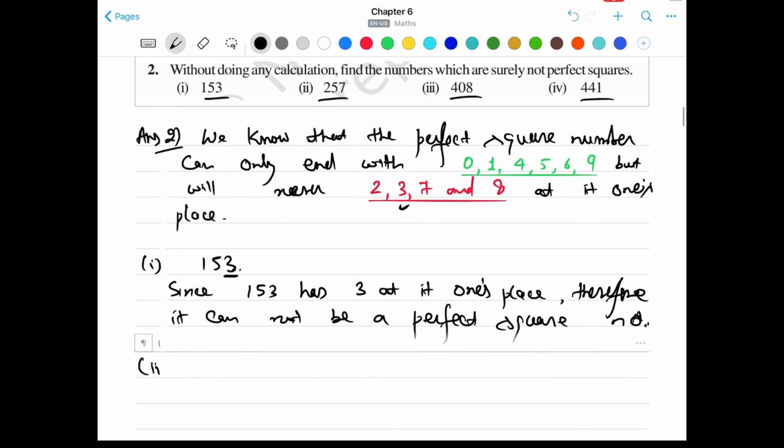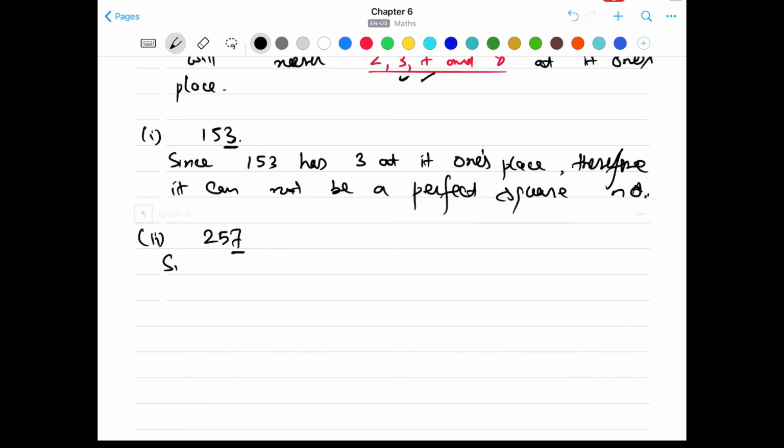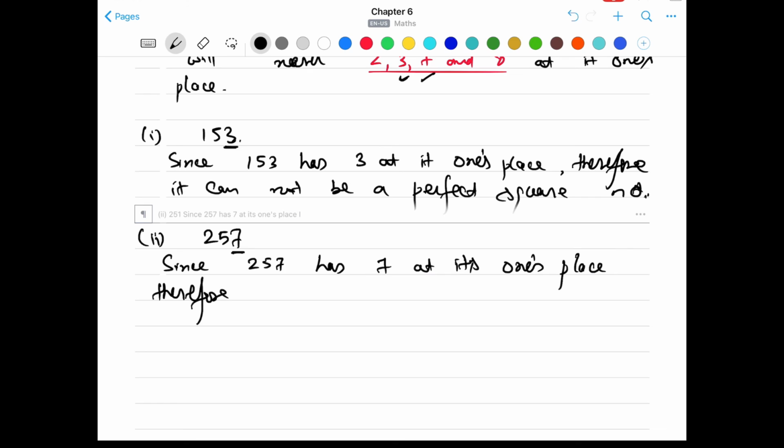Next number is 257. Again the digit at the ones place here is 7, and 7 also belongs to the red group, so this number also cannot be a perfect square number. In a similar way write: since 257 has 7 at its ones place, therefore it cannot be a perfect square number.